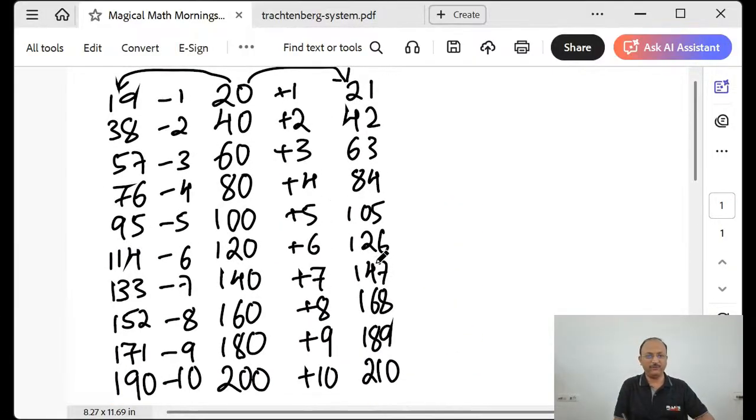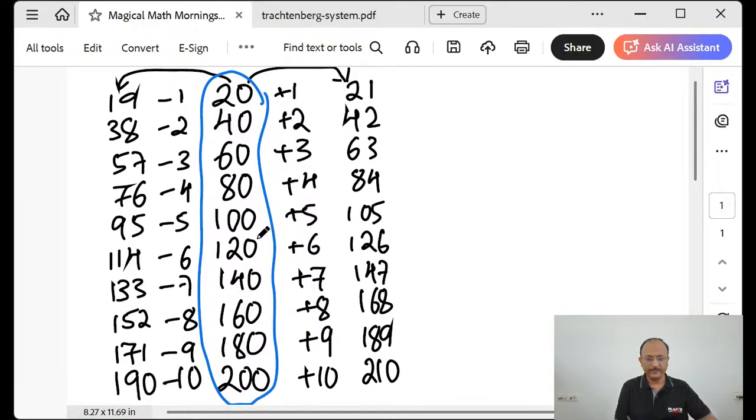For example, the table of 20: 20 1s are 20, 20 2s are 40, 20 3s are 60. This is the table of 20. And if you want to know the 21 table, for writing, it is easier to add the corresponding 1, 2, 3. 20 ones are 20, so 21 ones you will get by just adding 1. 20 twos are 40, so 21 twos means for 40 you add plus 2, you will get 42. 20 threes are 60. If you add plus 3, you will get 21 threes.